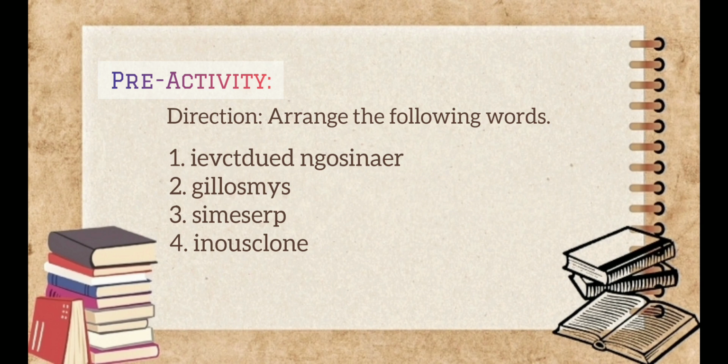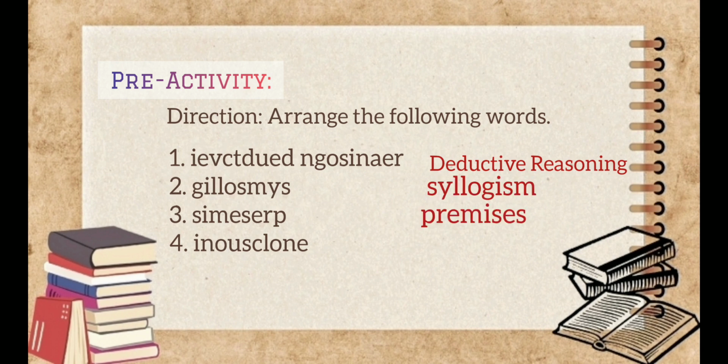So now here is our pre-activity. The direction is arrange the following words. First, what comes to your mind about these jumbled words? Alright, you got a point. It is deductive reasoning. And the second jumbled word. Alright, you get a point. It is syllogism. The third one is premises. And the fourth is conclusion.